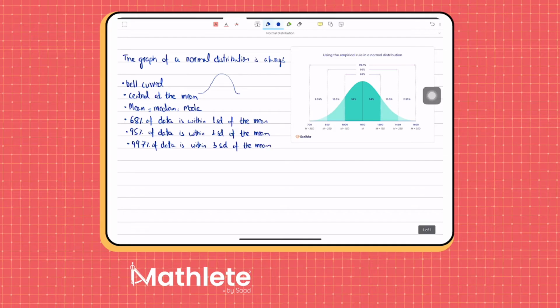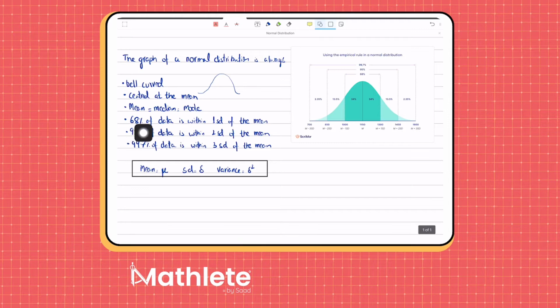Just so you know, there are some symbols that we will be using, so I'll write those down. The symbol we use for mean from now on in this chapter will be mu. Another symbol, for standard deviation, which you already know, is sigma. And variance is the square of standard deviation, so it's sigma squared. Now, what do I mean by this? 68% of data is within 1 standard deviation of the mean, 95% of data is within 2, and 99.7% of the data is within 3 standard deviations of the mean.